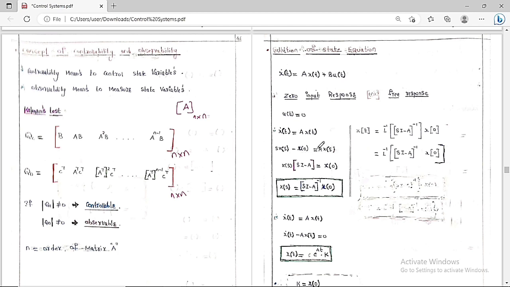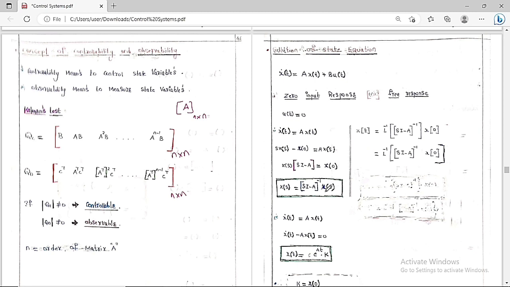So if you take this X(s) to the left side and this x naught to the right side, we are going to get X(s)(sI - A) = x(0). So if you apply the inverse on both sides, we are going to get X(s) = x naught (sI - A)^-1.